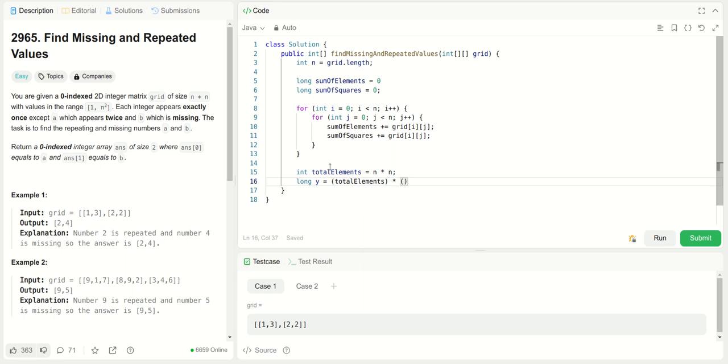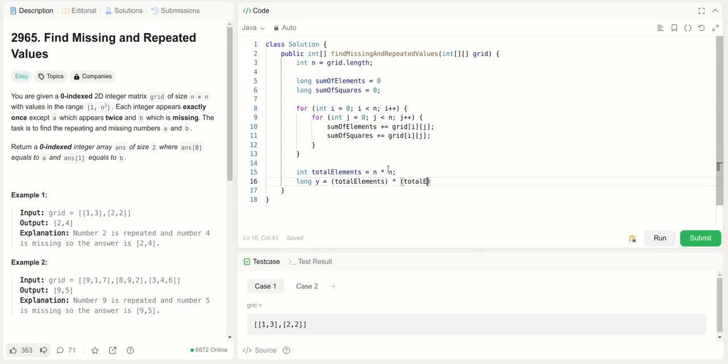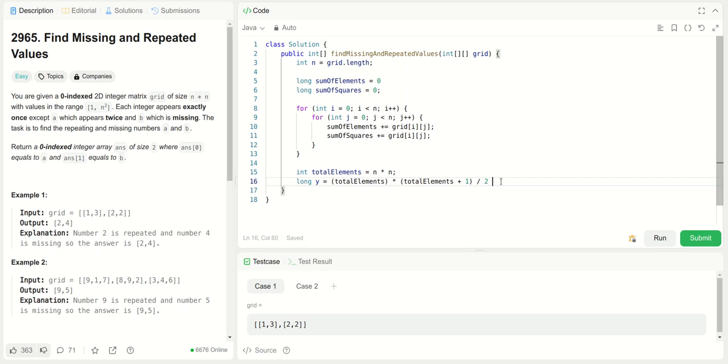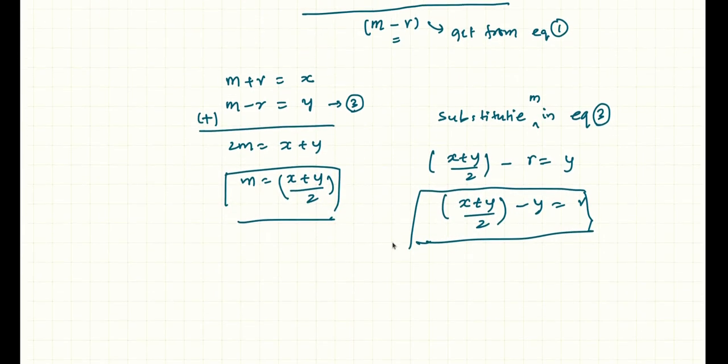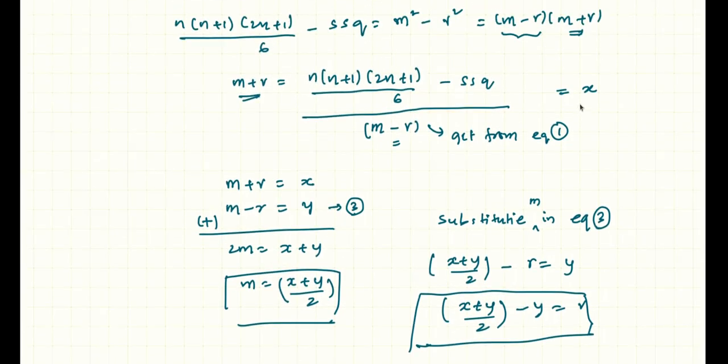Which is total elements times total elements plus 1 divided by 2, right? And we should basically subtract the sum of elements from it. So we have got this entire value and we will be subtracting the sum of elements from it. Now we have identified y, now we should identify the x.